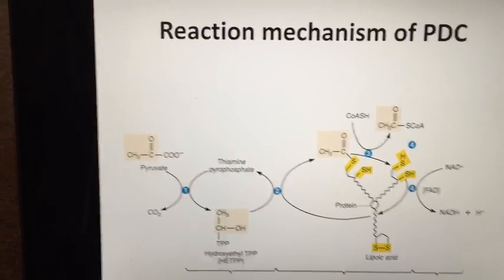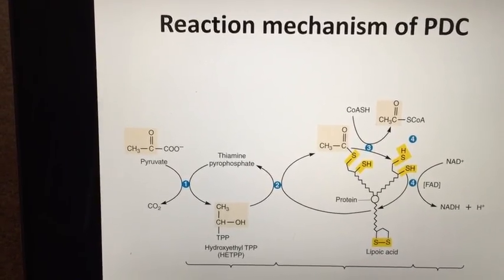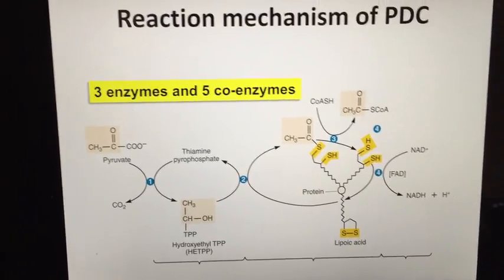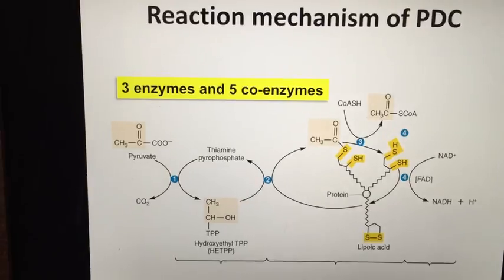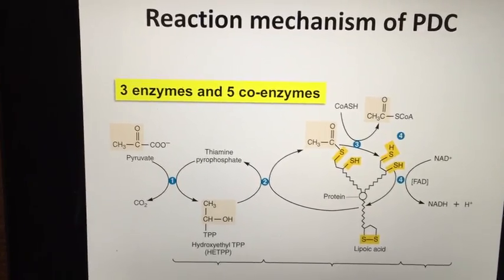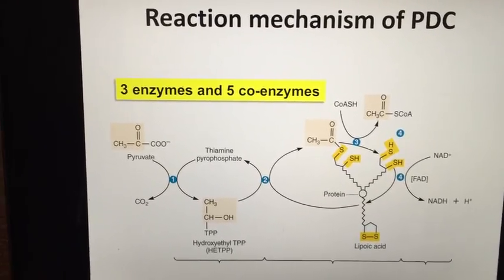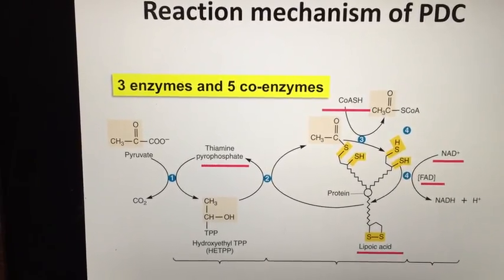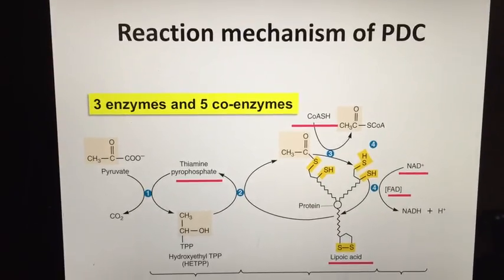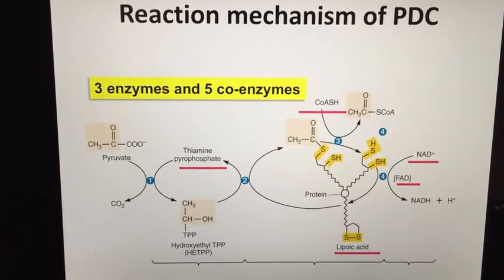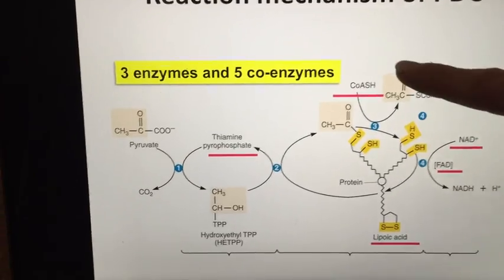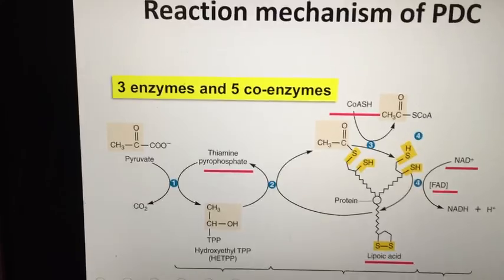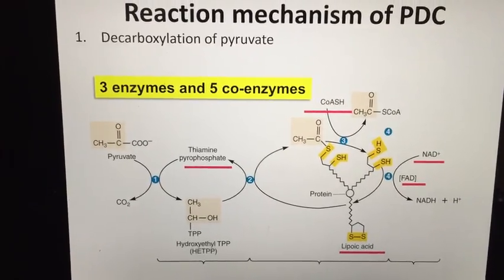So this is the reaction mechanism of the pyruvate dehydrogenase complex. You don't need to know reaction mechanisms. It would be relevant to know what enzymes are involved. There are 3 enzymes, we said, enzyme 1, 2, and 3, and there are 5 coenzymes involved in this process. So these highlighted then are the coenzymes. You can see thiamine pyrophosphate, coenzyme A, lipoic acid, NAD+, and FAD are the 5 coenzymes involved.